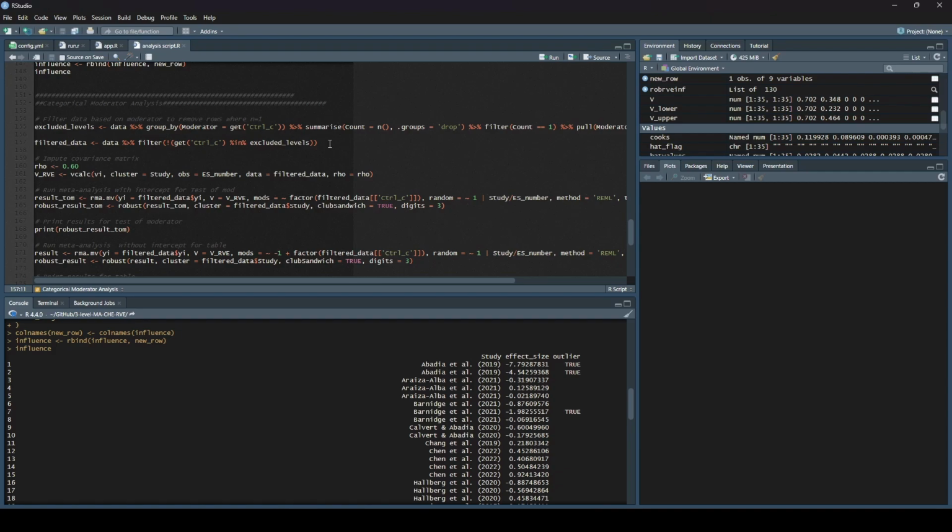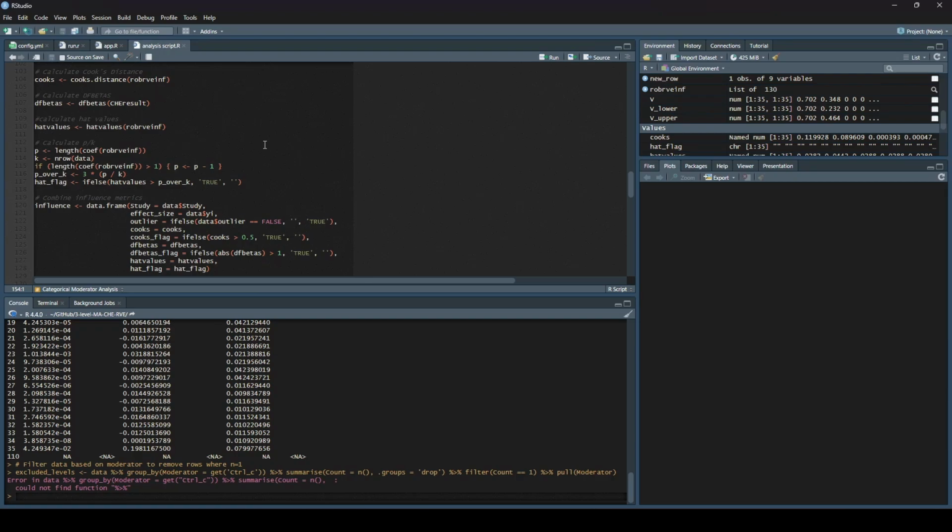But anyway, what we're doing is, for this moderator, we're looking to see if there are any levels with one or less comparisons. If there are, we're removing them from the data set, and then we're creating this new item called filtered data that excludes those levels of the moderator. So that's what I'm going to do first.